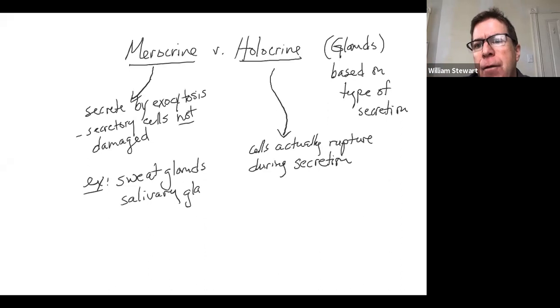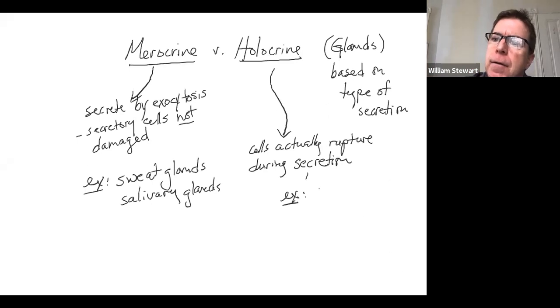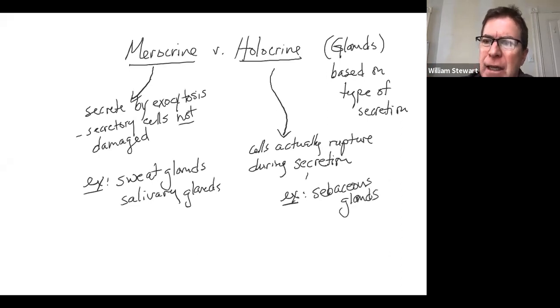Salivary glands in the mouth. Holocrine glands typically secrete a lipid-based product. Examples would be sebaceous glands, and I'll talk more about sebaceous glands when we actually study the skin, the integumentary system. These are oil glands that we find associated with hair follicles on the skin.